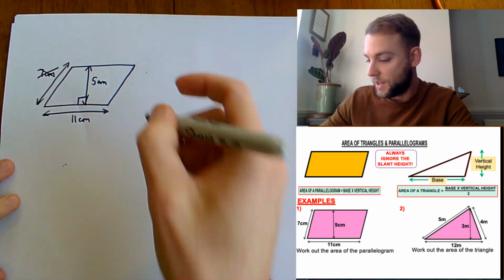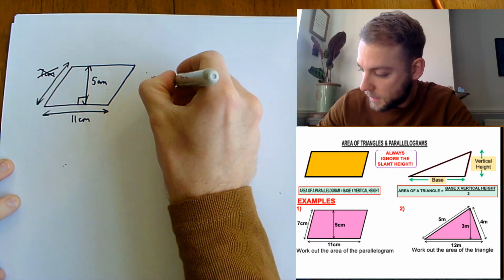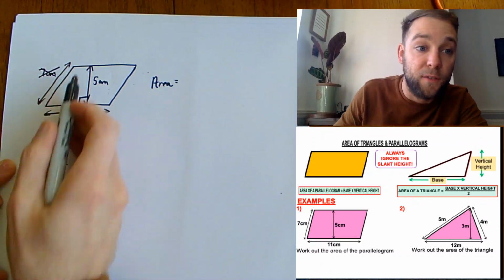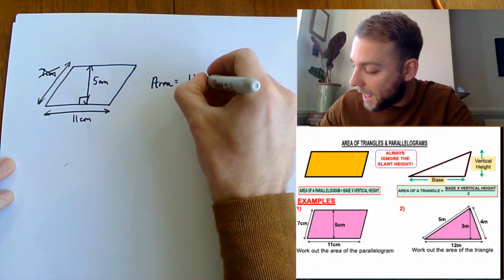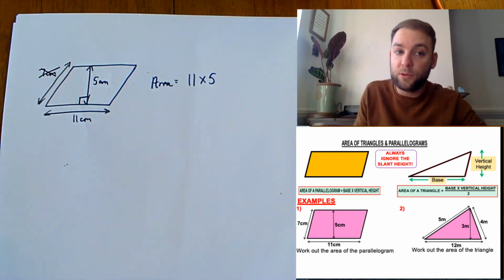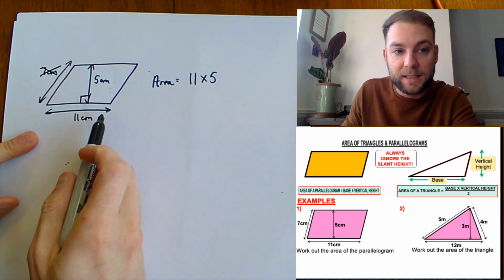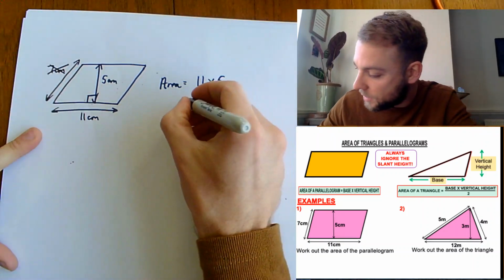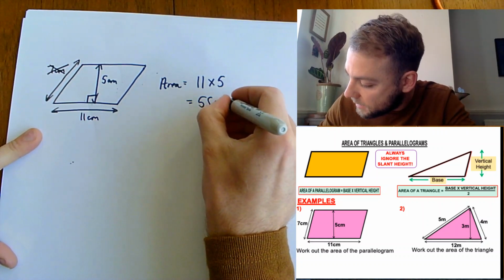Okay? So the area of this is equal to the base times by the vertical height, which is only 11 times by 5. You don't just times all these numbers together. It has to be the base, it has to be the height, which in this case is equal to 55 centimetres squared.